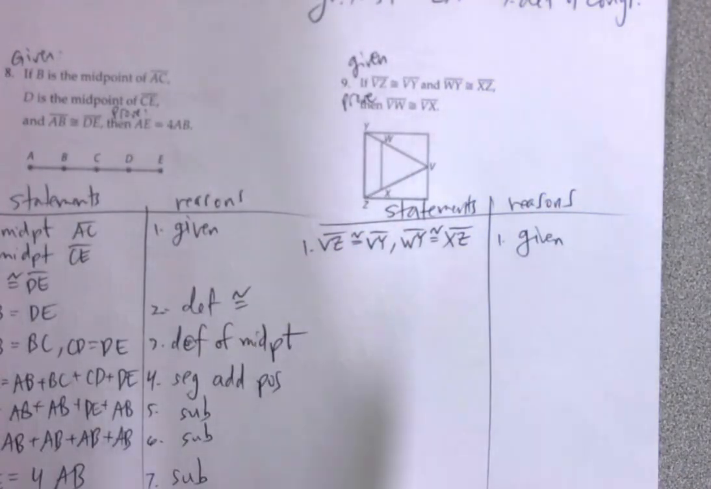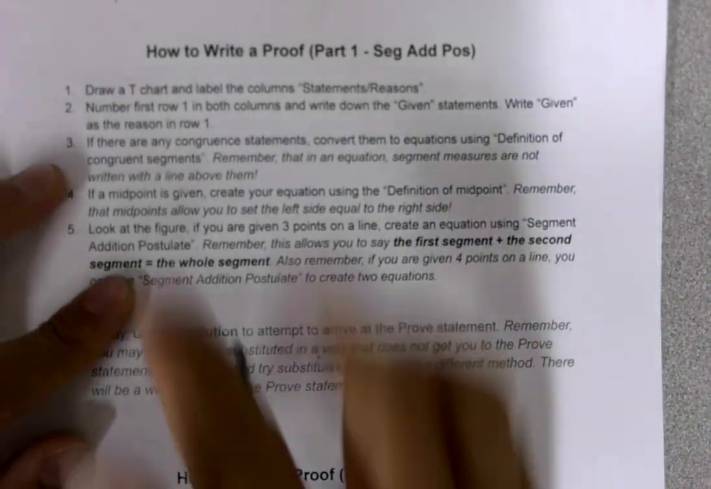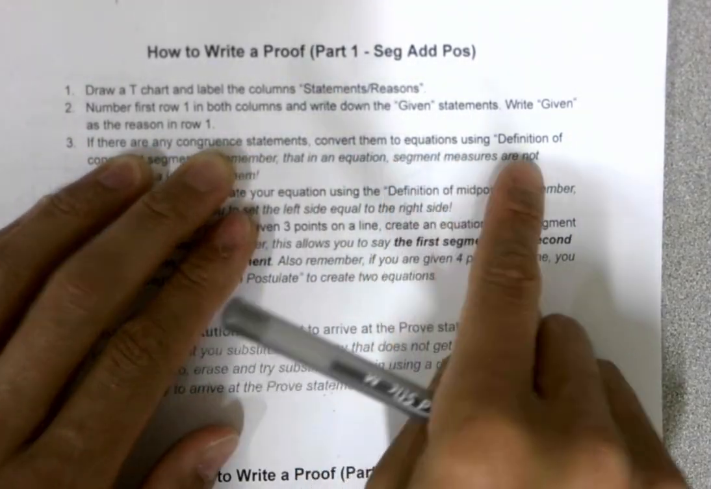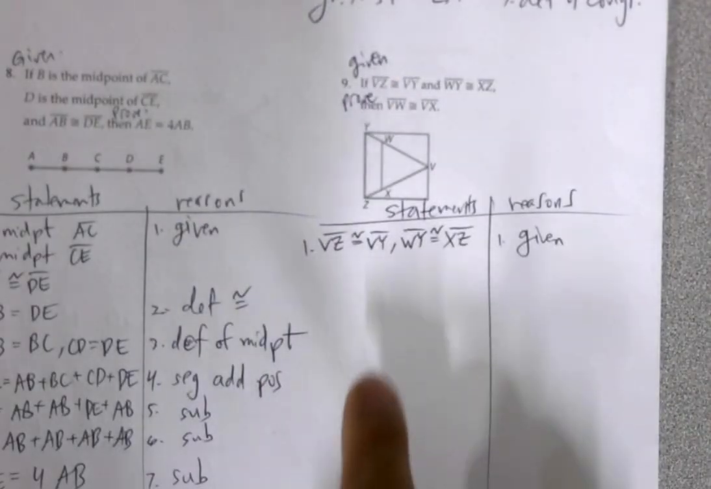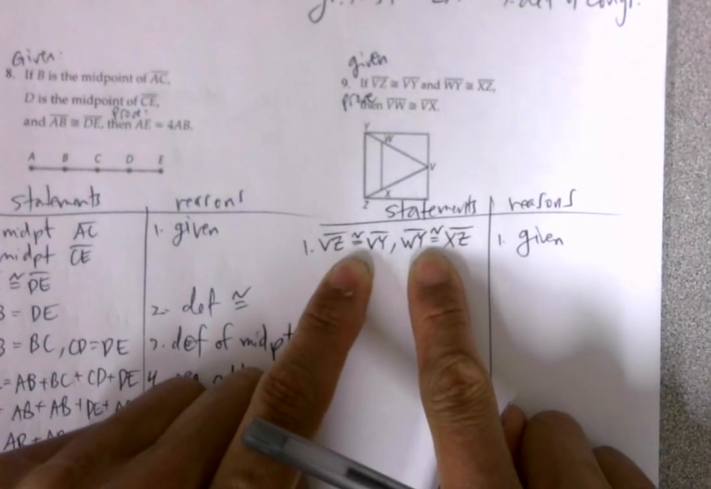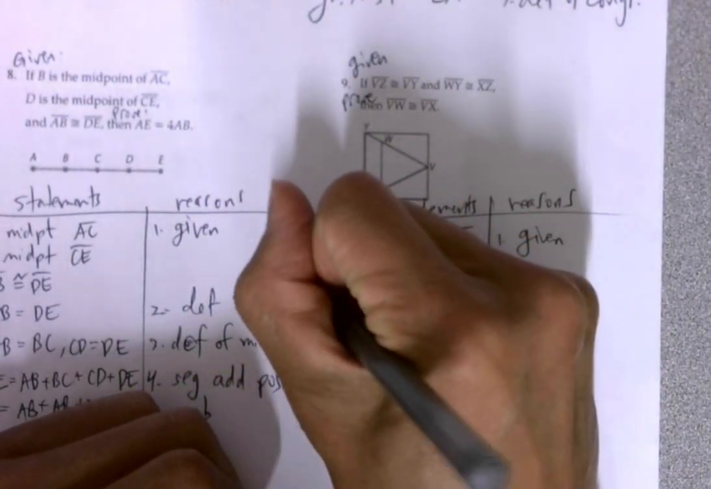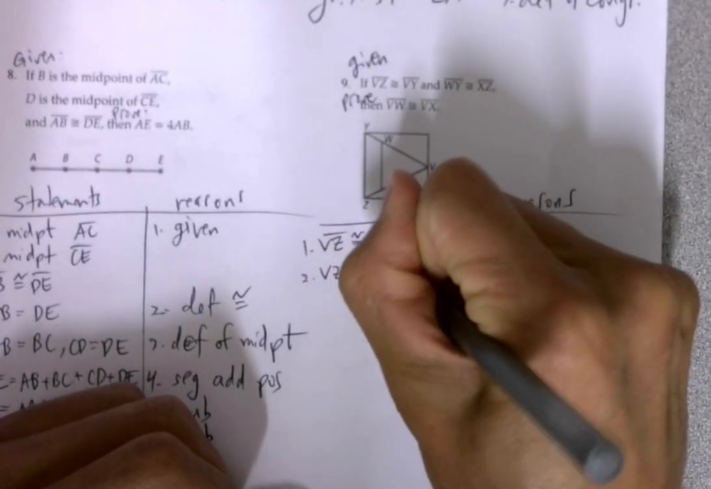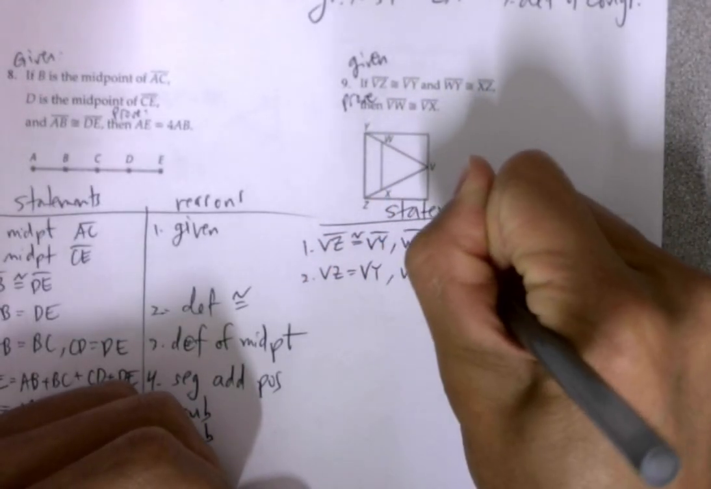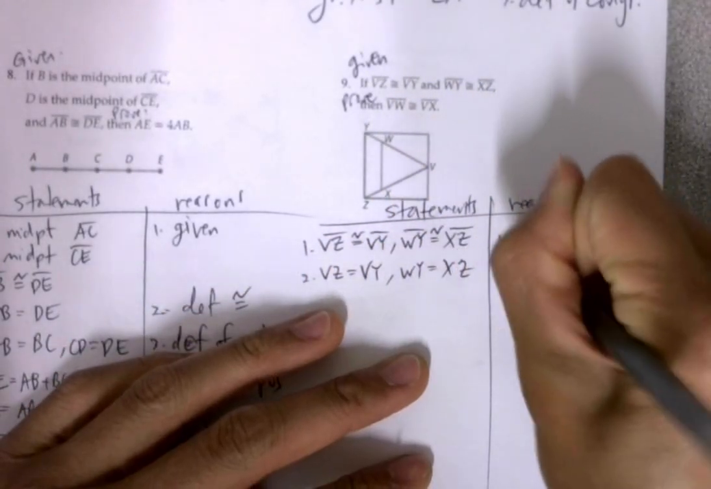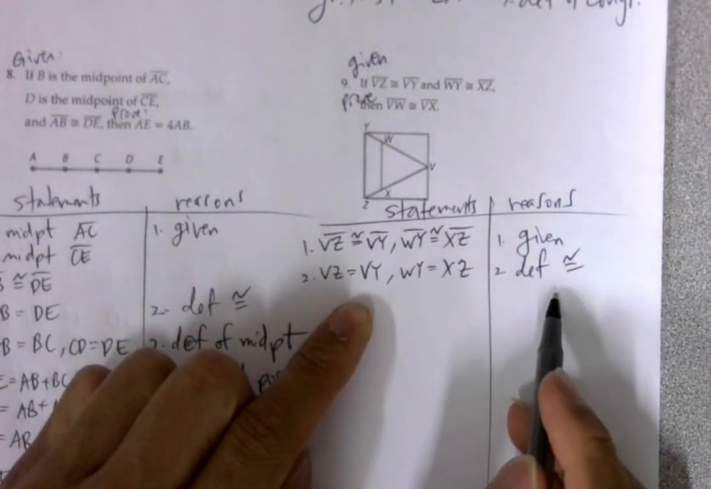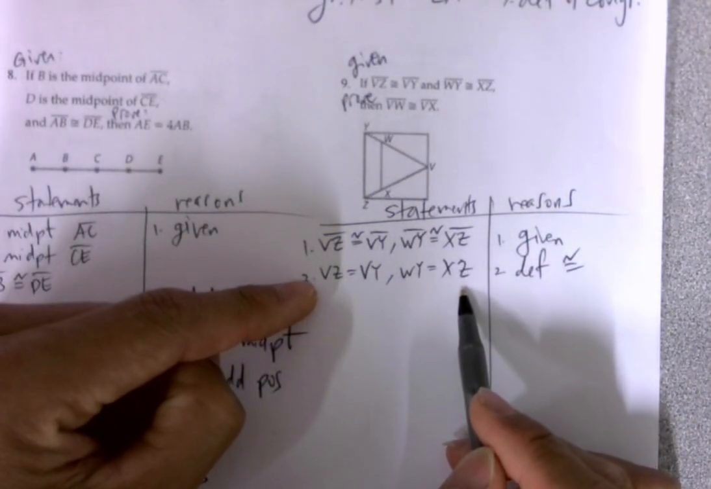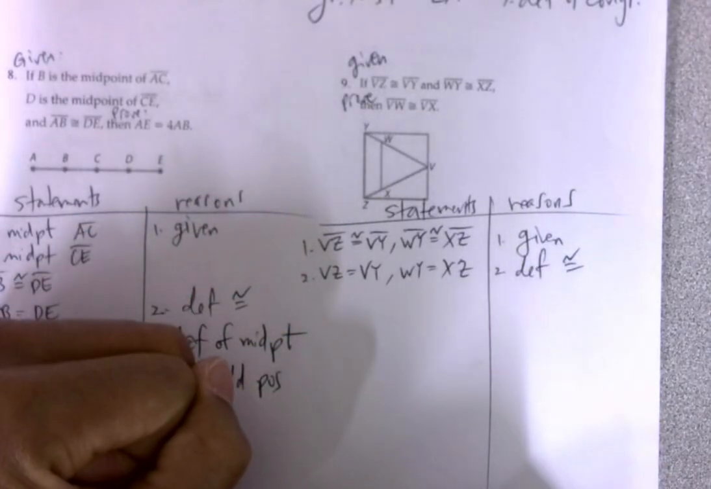So what do we do? Well, we go ahead and follow this algorithm here. We're going to turn any congruency statements into equations using definition of congruent segments. So do we have any congruency statements? Yes, we do. We've got 2 of them. So I'm going to turn those into equations: VZ equal to VY, and also WY is equal to XZ, and it's going to be def of congruence. Okay, def of congruence lets us go from congruency statement to equation, equation back to congruency statement.